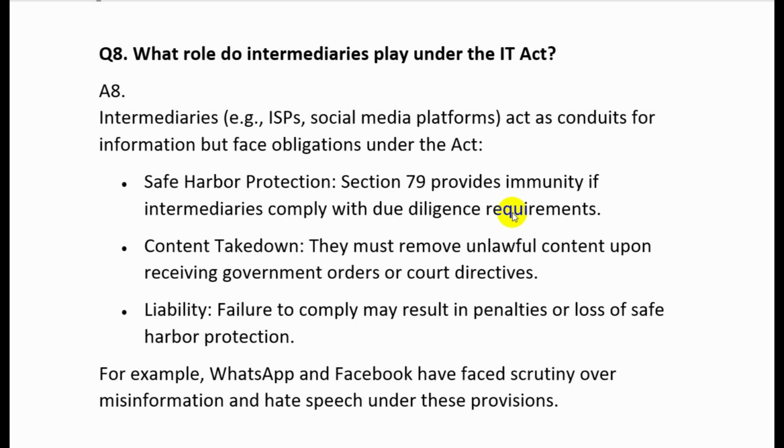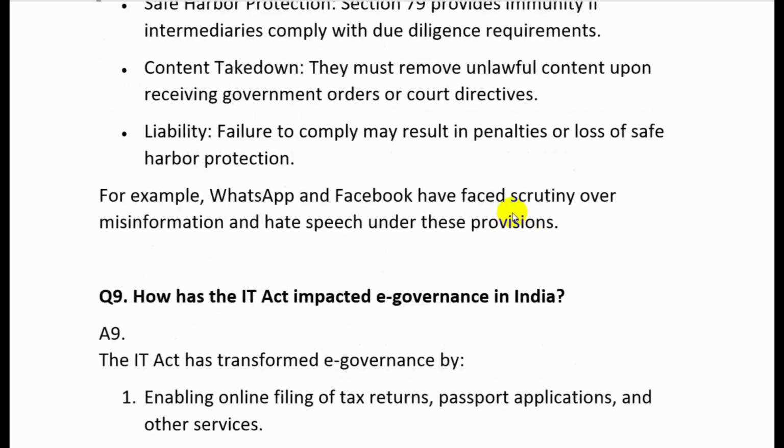Liability: failure to comply may result in penalties or loss of safe harbor protection. For example, WhatsApp and Facebook have faced scrutiny over misinformation and hate speech under these provisions.